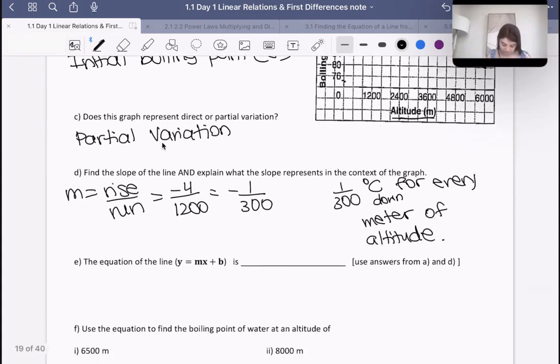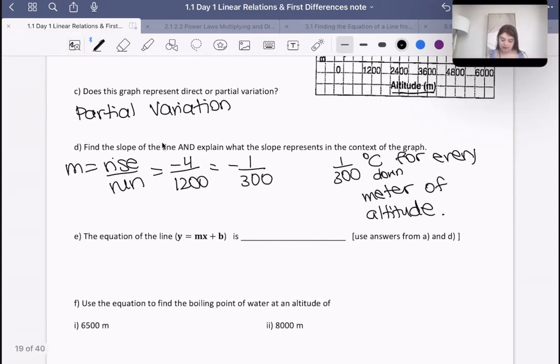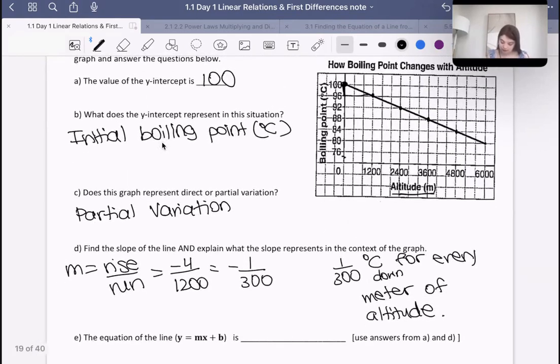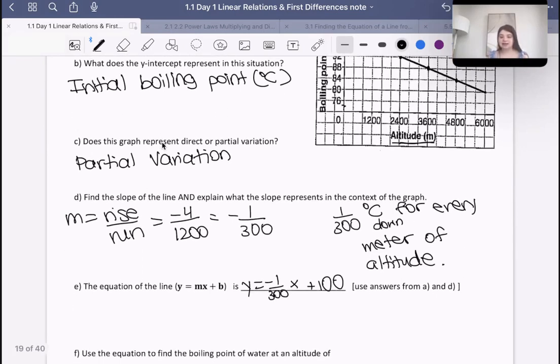Good. The equation of the line is what? For this one, it's simple because we just use our answers from A and D. Remember that b is the y-intercept, which we said was 100, so plus 100 at the end. And then m is the slope, so that's -1/300. And then x and y just stay as is, so that's good to go.